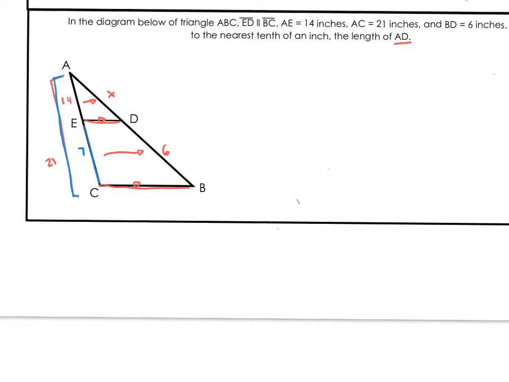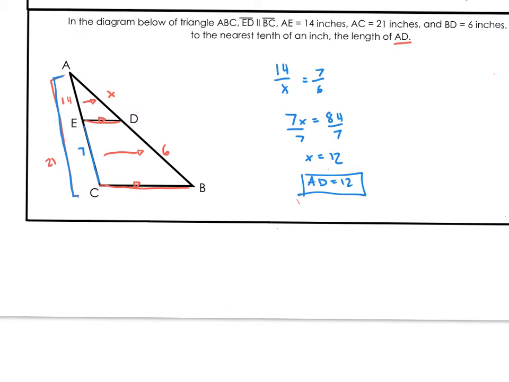So now we have everything across from each other, and we can set up our proportion. 14 is to x, these are the numbers across from each other, is equal to 7 is to 6. We get 7x is equal to 84. Divide both sides by 7. x is equal to 12. So final answer here, AD is equal to 12. And that is the Side-Splitter Theorem.